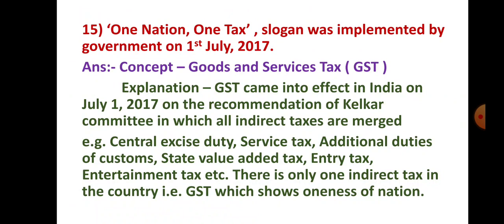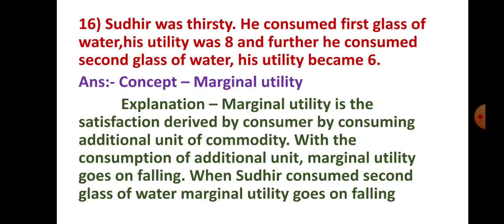So GST came into effect in India on July 1, 2017 on the recommendation of Kelkar committee, in which all indirect taxes are merged. For example, central excise duty, service tax, additional duties of customs, state value added tax, entry tax, entertainment tax, etc. So there is only one indirect tax in the country, and that is GST, which shows oneness of nation. Now let us see the next illustration.